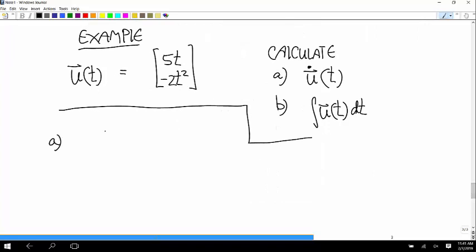So to take the derivative, we just take the derivatives of the individual components. So derivative of 5t with respect to t is just 5. Derivative of negative 2t squared with respect to t is negative 4t.